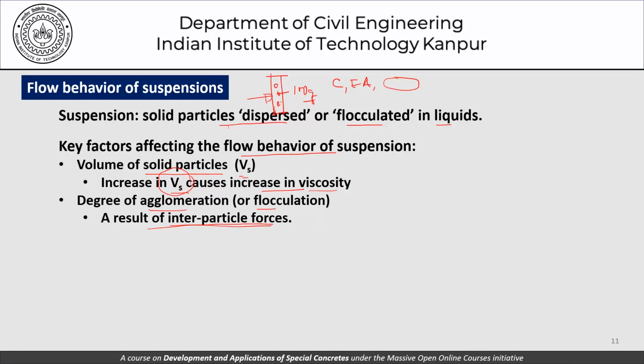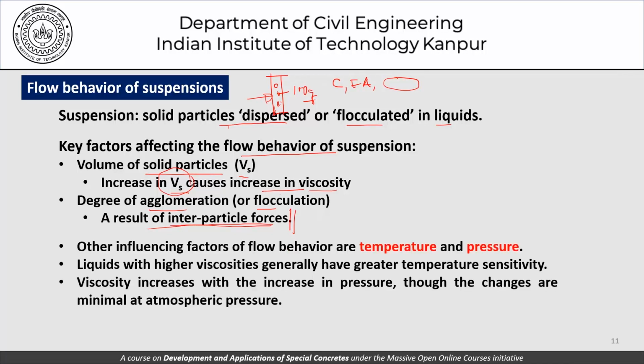If you carry out these experiments, you will realize that there is a certain amount of flocculation that happens as far as cement is concerned, and that is what changes the behavior of the suspension for a given amount of cement that is being put into it. So other influencing factors of flow behavior are temperature and pressure. Liquids with higher viscosities generally have higher temperature sensitivity.